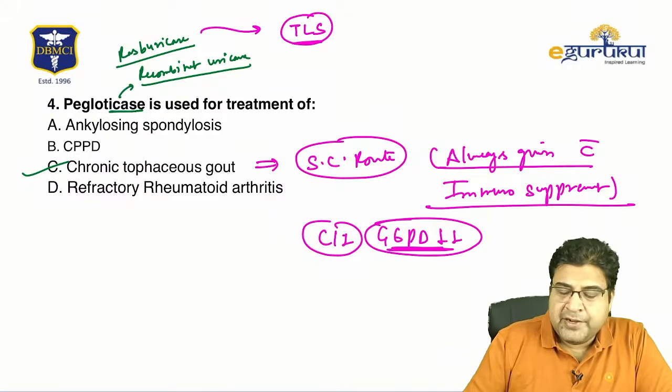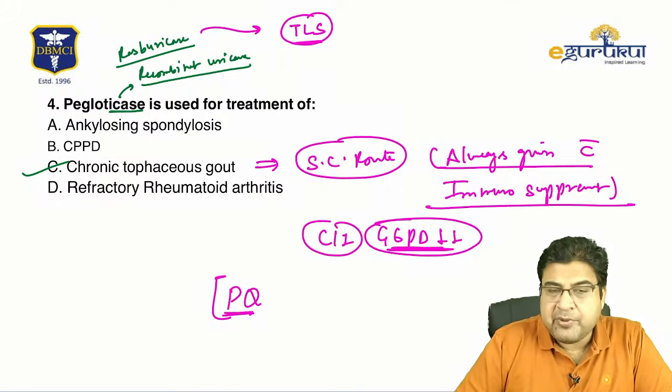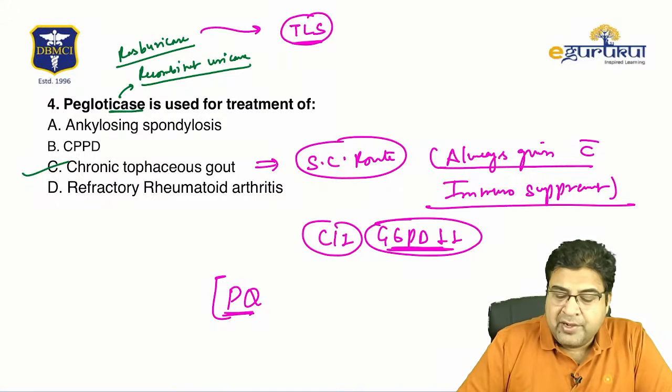So in G6PD deficiency patients, you have to remember two important medicines. One is primaquine. So primaquine is contraindicated. Second is quinine, like anti-malarials.